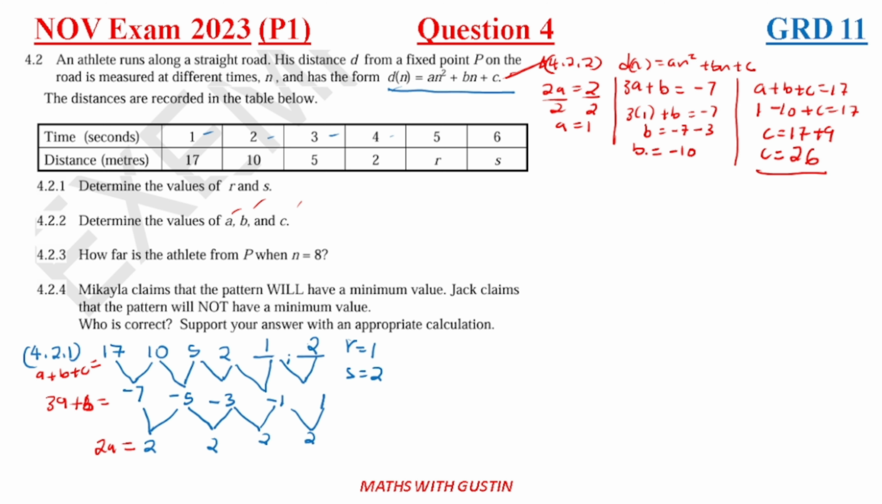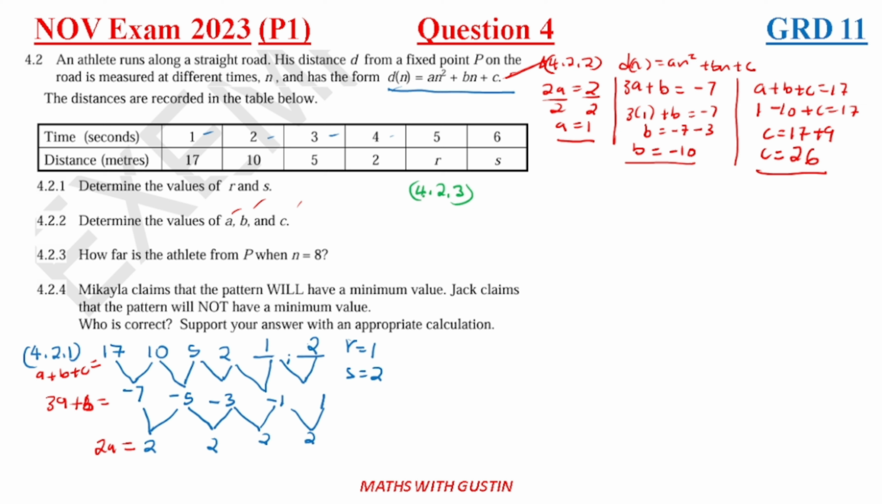So that is c, that is b, and then that is a. That's all they ask us. They didn't ask us to find the equation. They just asked us to calculate a, b, and c. So now let's come to 4. Now we are moving right along. Let's come to 4.2.3.